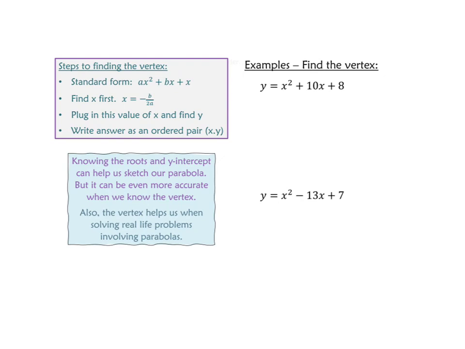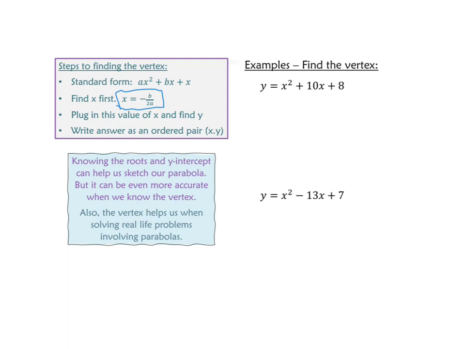All right. Steps to finding the vertex. We have it in the standard form. We need to find the x point of the vertex, the very highest or the very lowest point. And this right here, x equals negative b over 2a, is the formula. We plug in the x value when we find out what it is, and then we get y.